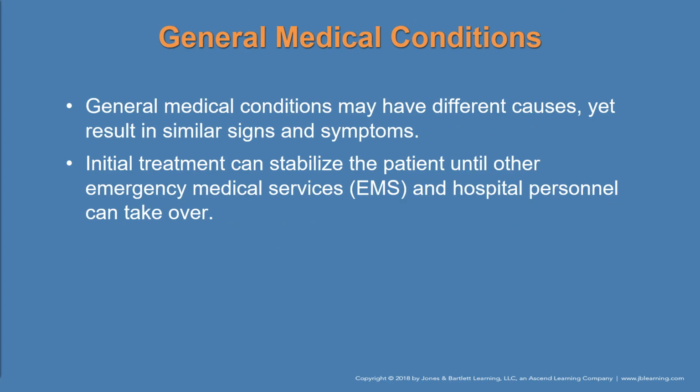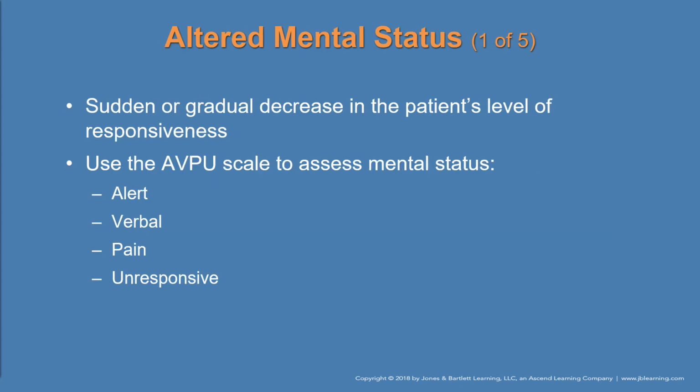General medical conditions may have different causes yet result in similar signs and symptoms. There's a lot of overlapping signs and symptoms. So learn to recognize signs and symptoms as well as general treatment guidelines so that you can provide immediate care. Initial treatment can stabilize the patient until other EMS or hospital personnel can take over for you. So the first thing we're going to talk about is altered mental status. This is something we're generally trying to get in our general impression, part of our scene size-up, as we look for level of consciousness using the AVPU scale.